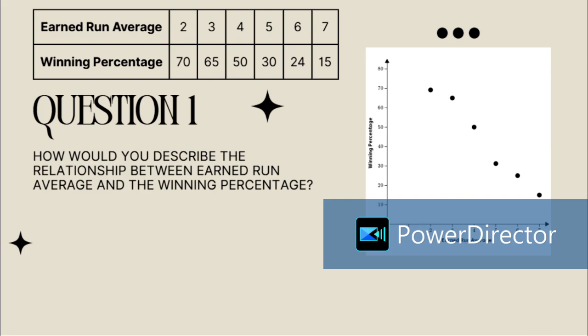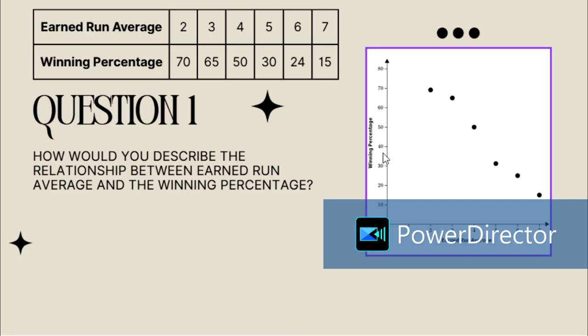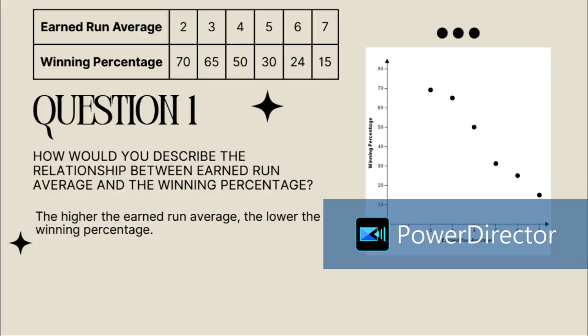How would you describe the relationship between earned run average and the winning percentage? How would you describe this? I would say your average winning percentage decreases as your run average increases.